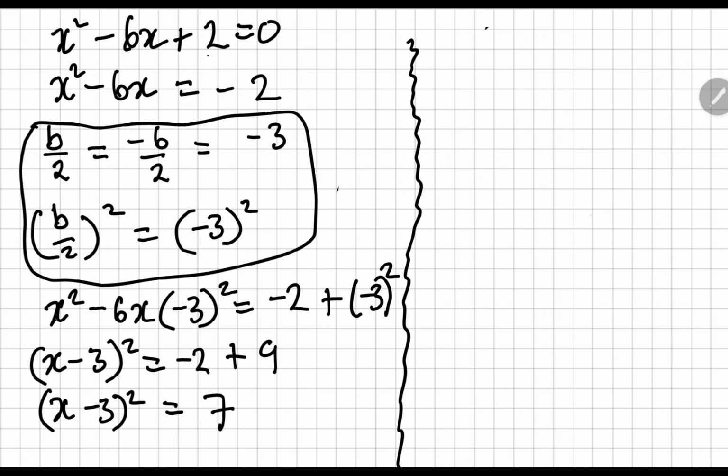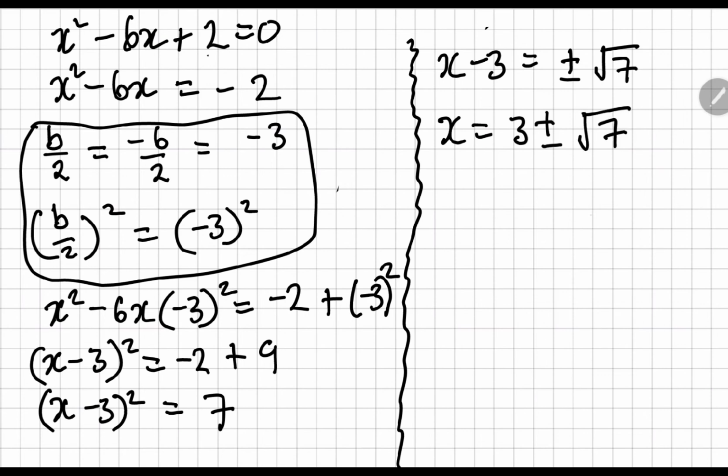This will now mean I can take the square root of both sides. x minus 3 is equal to plus or minus root of 7. So now I have x equals 3 plus or minus square root of 7. I can leave this answer like that, or I can simplify it further. x equals 3 plus root 7, or x equals 3 minus root 7.